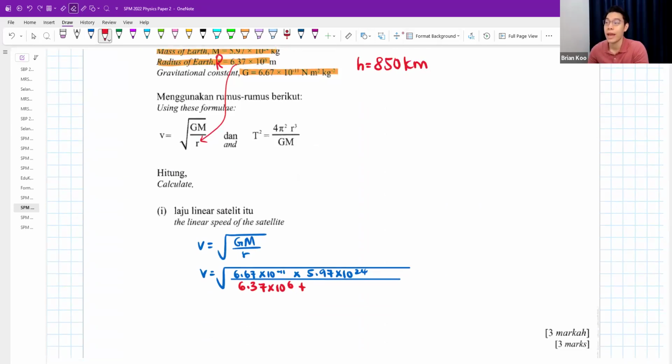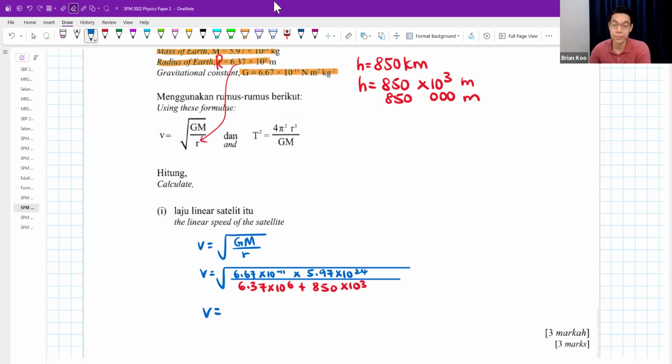But be careful, km is not the same as meters. Km is times 10 to the power of 3, or you want to write 3 more zeros. 850,000 also can. Okay, kilo means times 1,000. So you want to write 850 times 10 power 3 or 850,000, up to you. Okay, the rest is calculator work.